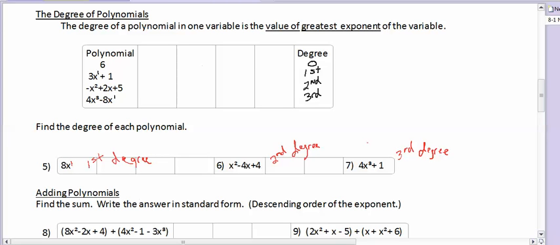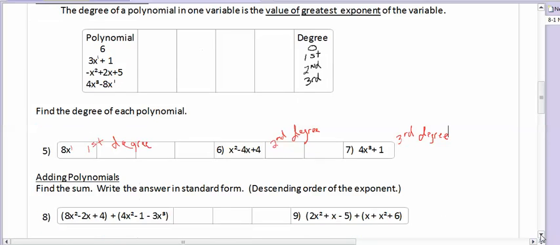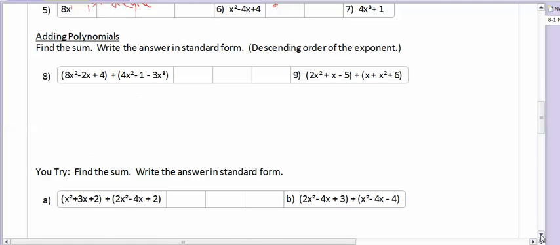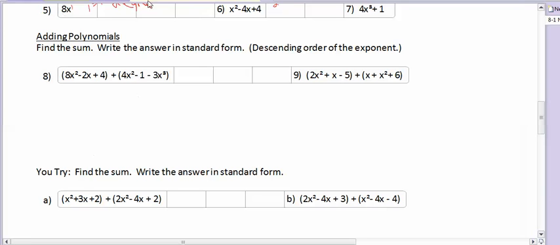Okay, now that's enough. That's all the terminology we have. Now we're going to get into applying, and we are going to be adding polynomials. Polynomials can be binomials, trinomials, monomials. Poly just means many, so a polynomial just means many terms. Okay, and I'm going to show you a couple of ways to do this.